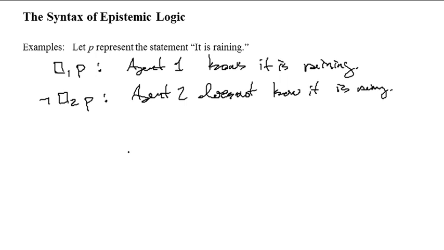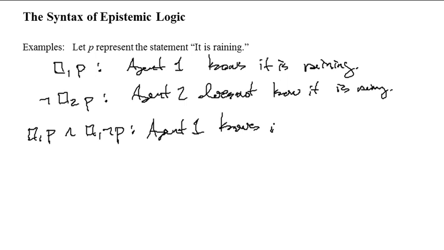Now notice you can think of some situations that probably don't really make sense in any sort of possible model for this new language. For example, you could write a formula like box 1 P and box 1 not P. I guess I should have parentheses around the outside there, but it's easier to read maybe without those. So this would say that agent 1 knows it is raining, and agent 1 knows it is not raining.